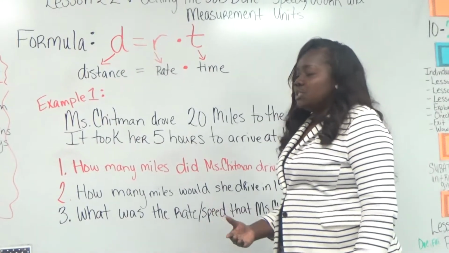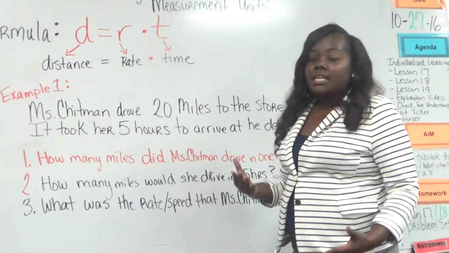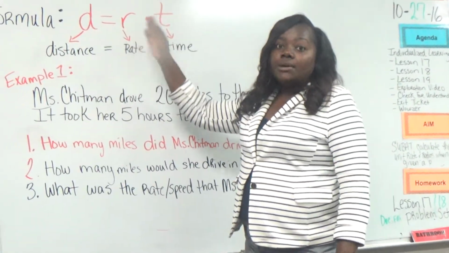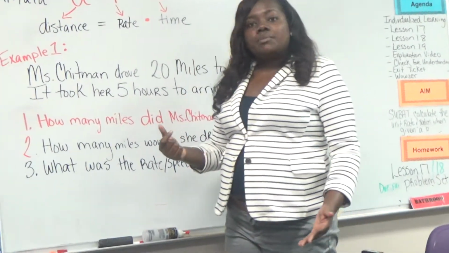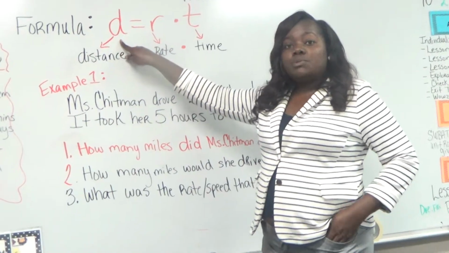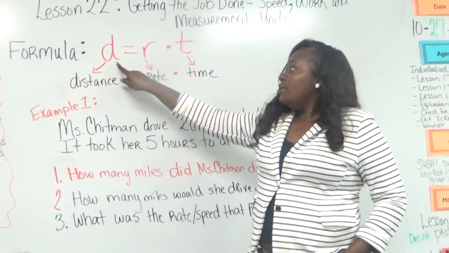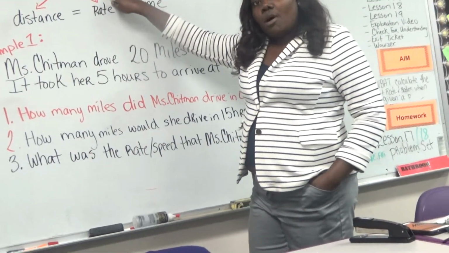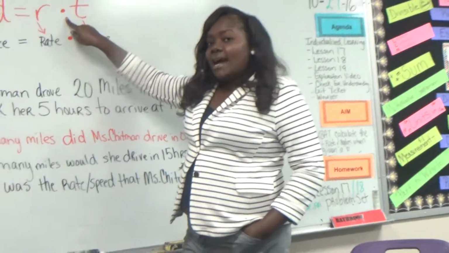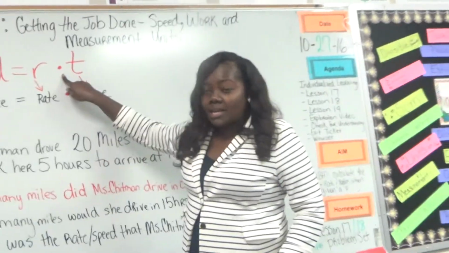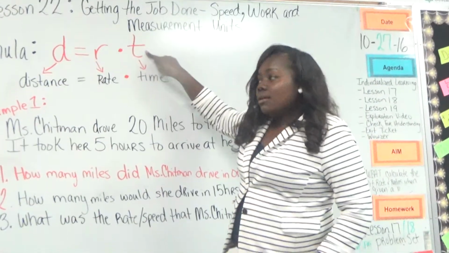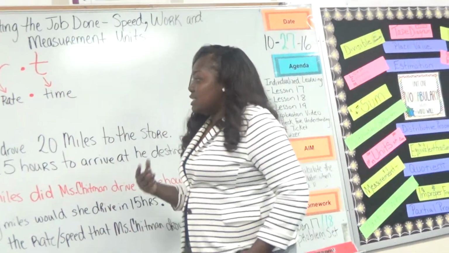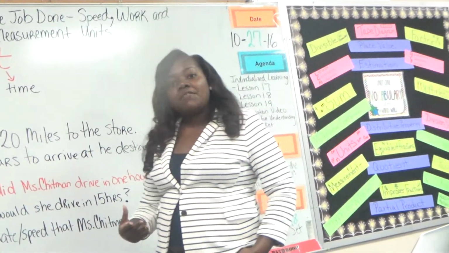Okay, so we're going to move into looking at the formula to find distance, rate, or time. So the formula is going to be distance, which is represented by the variable d, equals rate, which is represented with the variable r. This dot is times or multiplication, and this t stands for time, which is represented with the variable t.